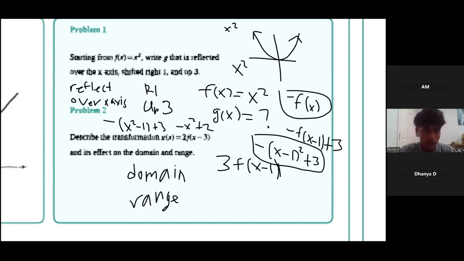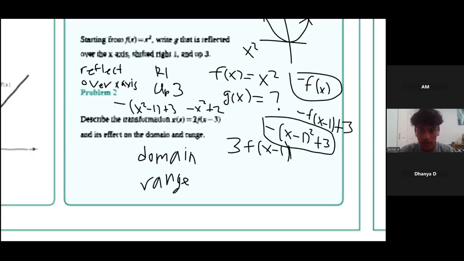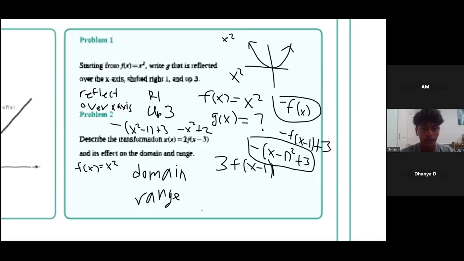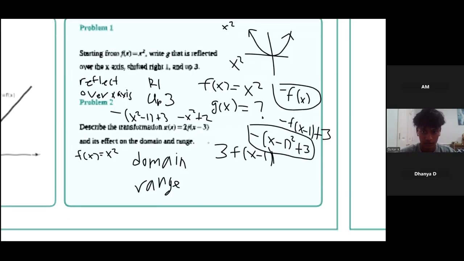Okay, now describe the transformation of 3f of x minus 3. And then how does this affect the domain and range of this function? And remember, f of x equals x squared. All right, I'll give you guys like 1 minute to solve this question. I'm gonna solve this question in 3, 2, 1. So 3f of x minus 3. Sorry, not 1. Okay, so what's this doing?